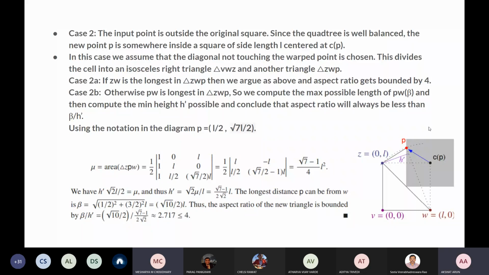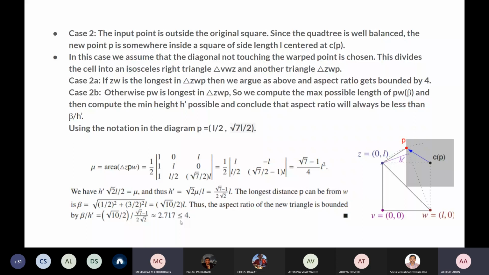So we compute the maximum possible length of PW, which is denoted by beta, and then we compute the minimum possible H prime for it, and conclude that the aspect ratio must always be less than beta by H prime. So using the diagram given, we find the coordinates of P, and then we perform all the calculations for area and get the values for H prime and beta, and we find the value of beta by H prime, which comes out to be 2.717, which is less than or equal to 4. Thus our lemma is proved.